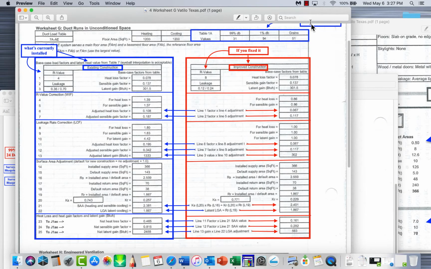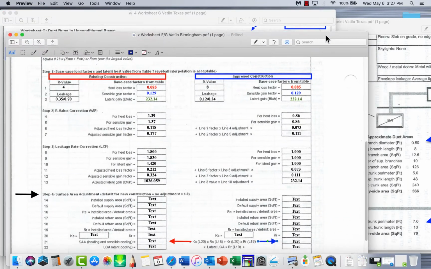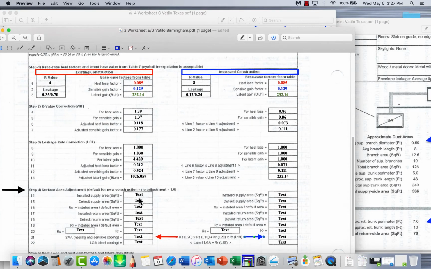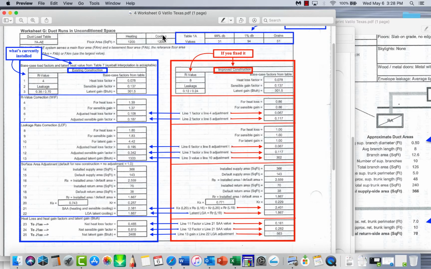Let's see if we can stagger this a little bit. Okay. So line 14, 366. And of course, it remains the same on both sides, whether it's on this side or that side. Really makes no difference. I'll put the extra 0 in there just for fun. Okay, default supply area. Looking at the original, they have 143.